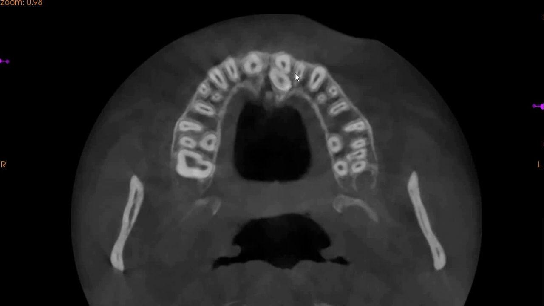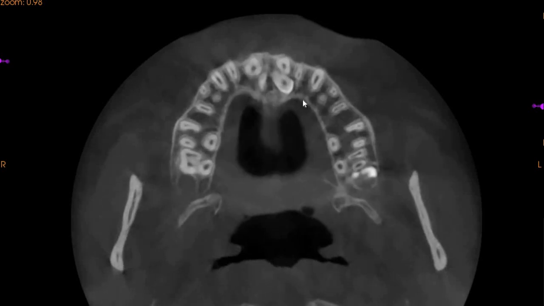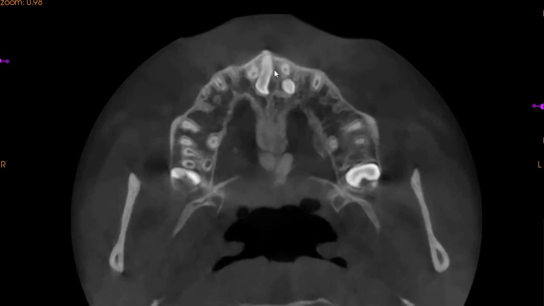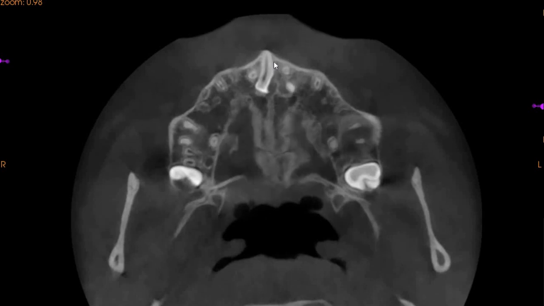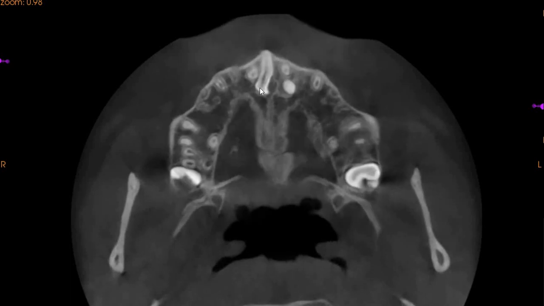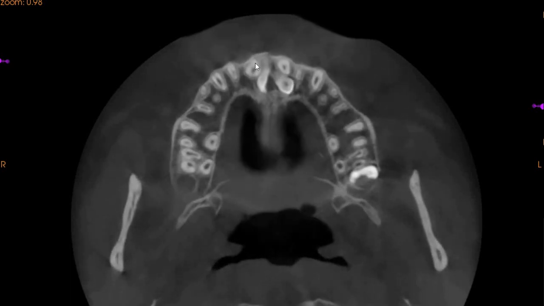present palatal to the upper left central incisor. This is the left side, this is the right side. And as we move further apically, we see that there is another supernumerary tooth which is placed in a horizontal fashion with the crown towards the palate and the apex towards the buccal cortical plate. Now, this is present in the midline between the two central incisors.